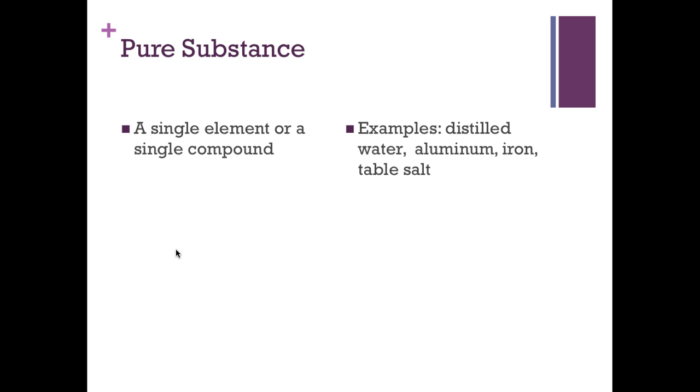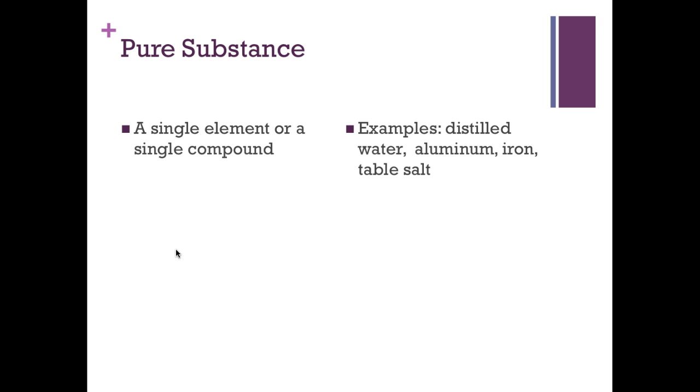Moving on, we have pure substances. These are a single element or a single compound. Some examples of pure substances that you may be familiar with: distilled water, aluminum, like tin foil, or aluminum foil, excuse me, iron, and table salt.